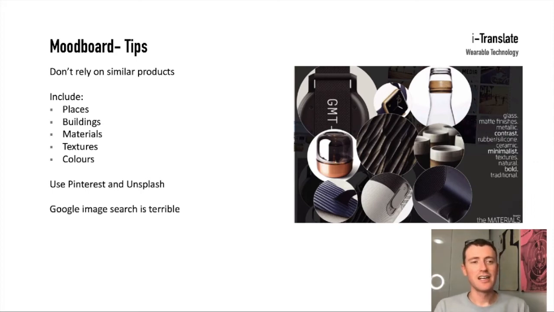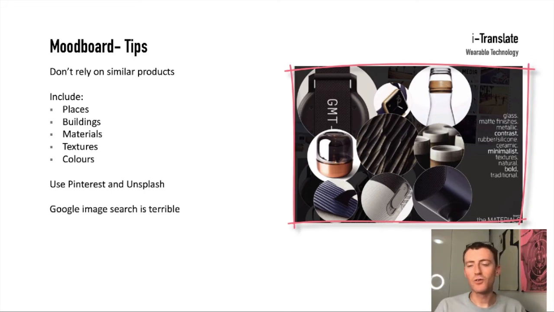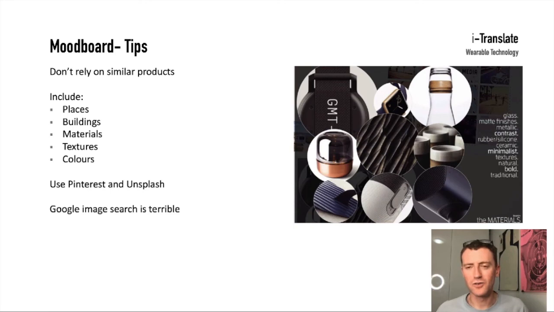So images or things that I would recommend including in a mood board would be places or locations, landscapes, buildings, materials, textures, colours. Now, of course, you can use some products as well, as you can see here in this example, but they're all products from a totally different class of products to what the example was actually going to design.